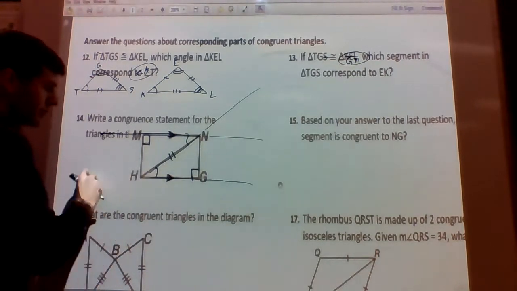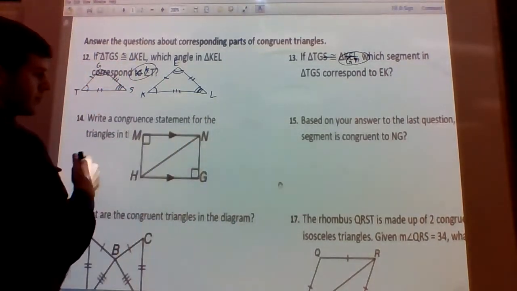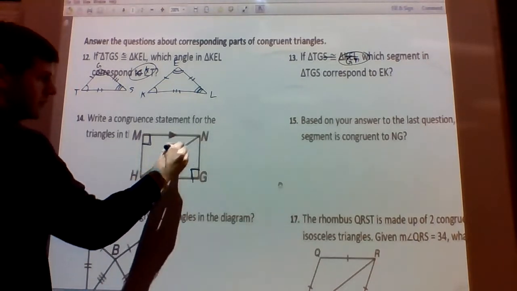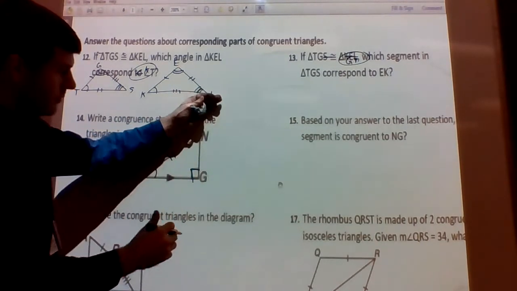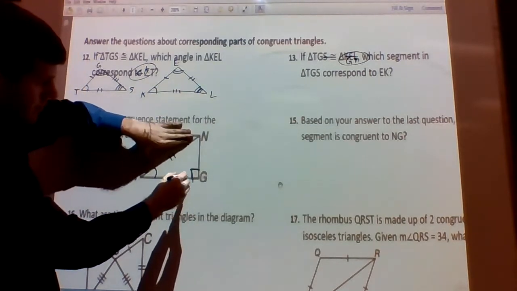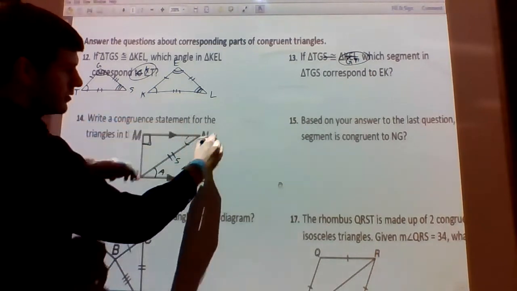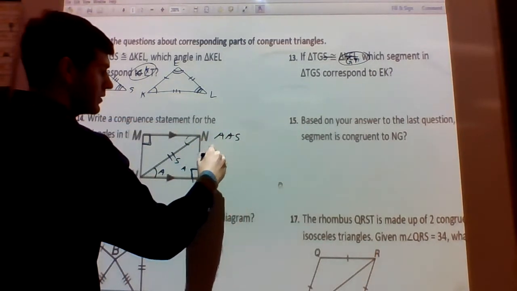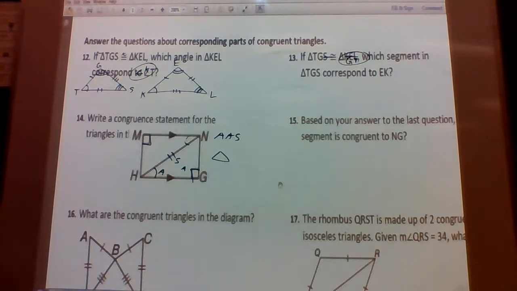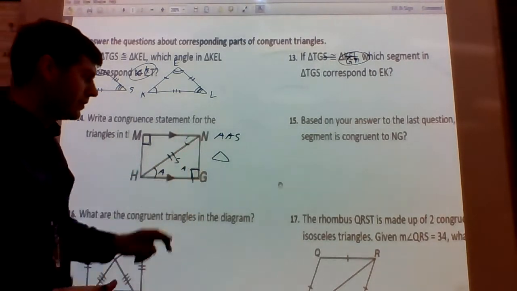So let me erase the lines and put it back in so we can see our triangles. We have a right angle, we have a shared side, then we have an alternate interior angle. So cover one triangle up. We have angle, angle, side. So by angle, angle, side, we can say triangle. Again, first one doesn't matter. We can pick the first one in whatever order we want. So let's say GHN.